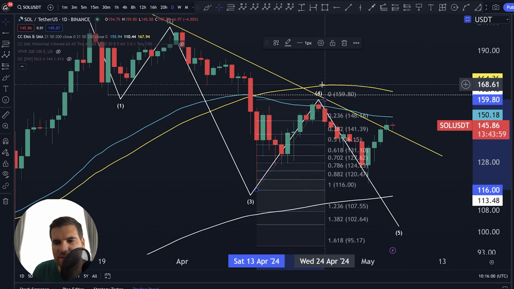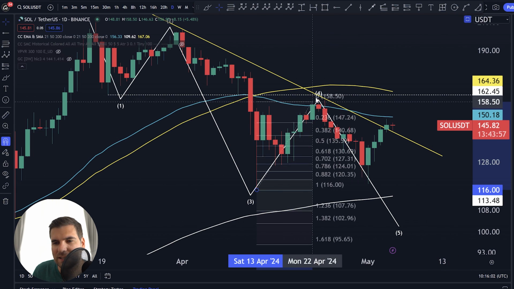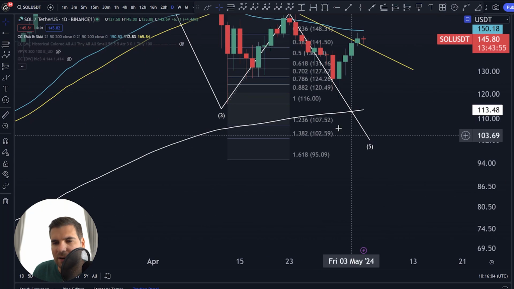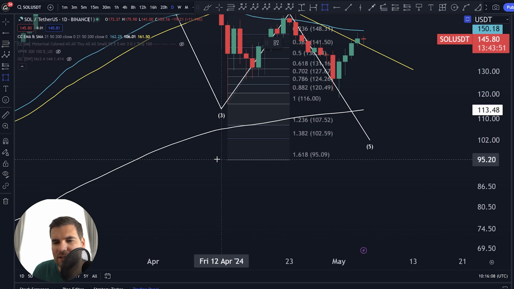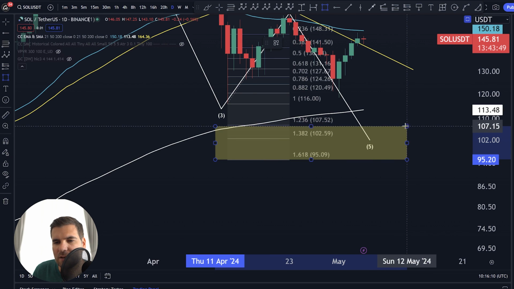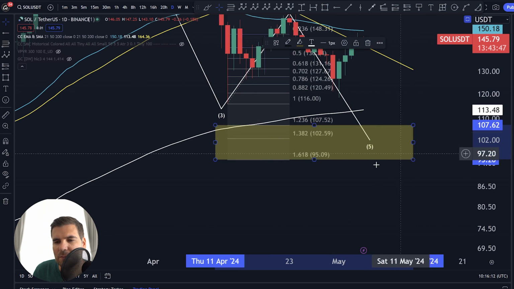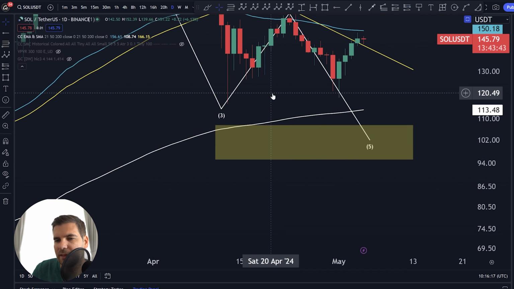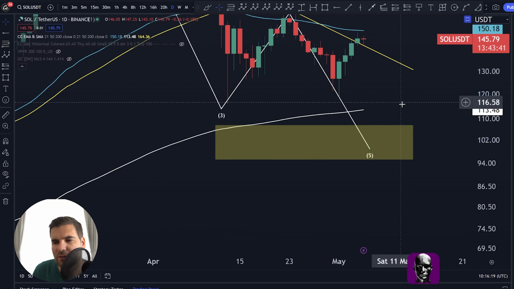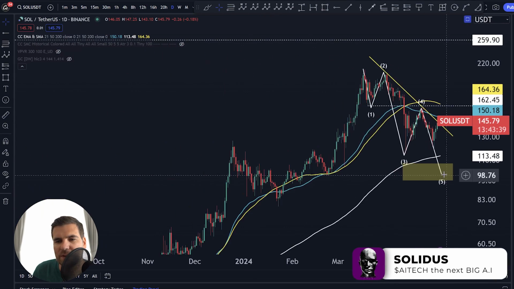The slippage to the downside would be indicated at the area between the 1.236 and the 1.618 to complete that fifth wave pattern. Coming in down here, it would be between $95.09 and $107. That there would be where you would then look to find your next major move to the upside for Solana.